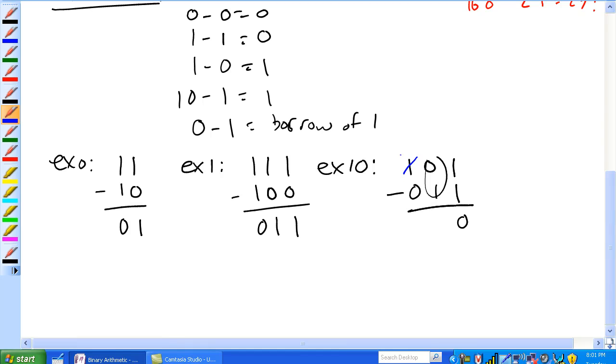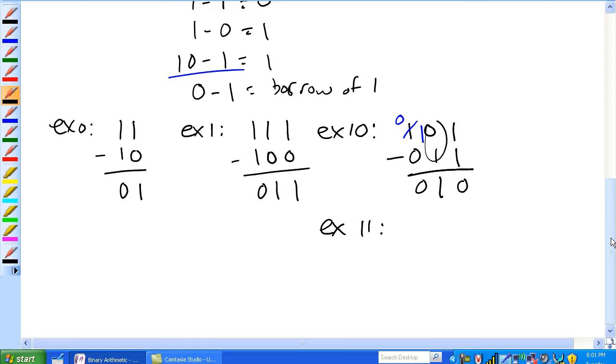Cross that out. So that's a 0. And we make this one a 10. So now, for this row here, that's a 1. 0 minus 0, 0. Okay? So, remember to borrow from that next column to the left. So let's do another example, just to make sure you're tracking with that one.